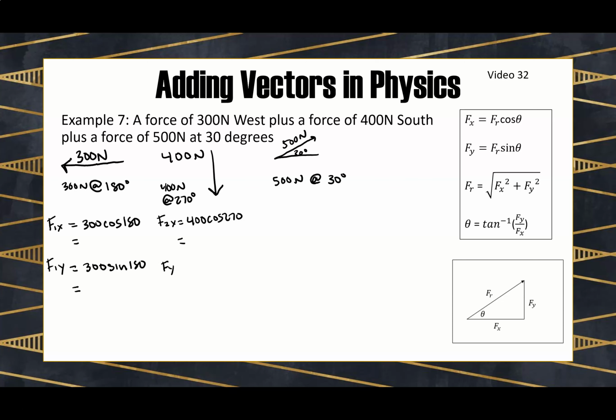And then this one's going to be the same exact thing, except we're talking about y now, and we're going to have to use cosine. So that's going to be 400 cosine 270.